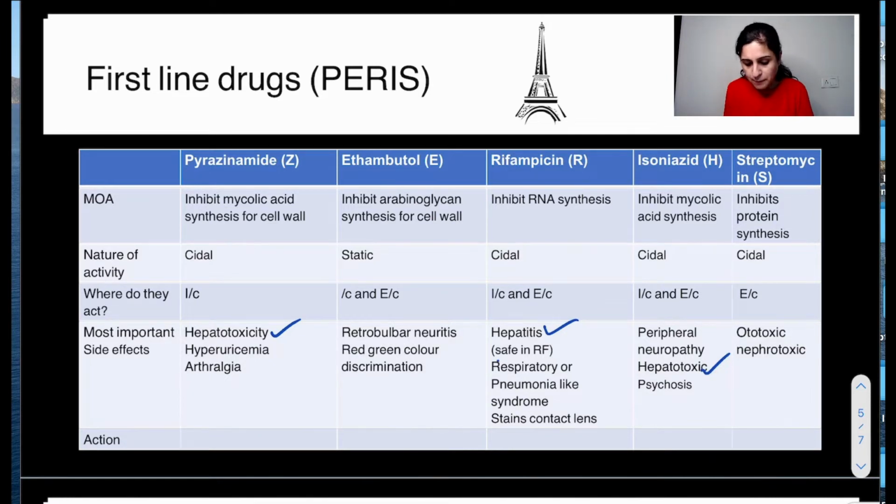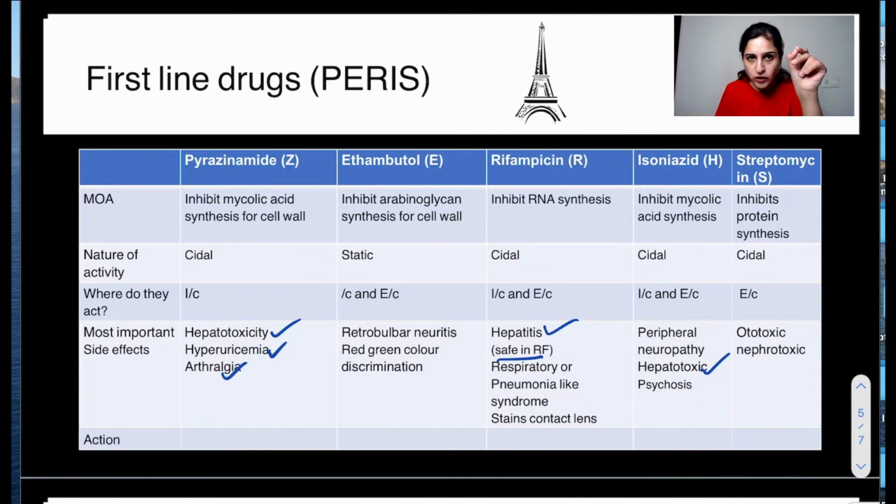Then rifampicin is a drug which can be given in, or is safer in, renal failure. These are some things we should know. Then coming to their individual side effects, only the important ones. The first is hyperuricemia with pyrazinamide, and arthralgia with pyrazinamide. So these two are very important side effects to remember.